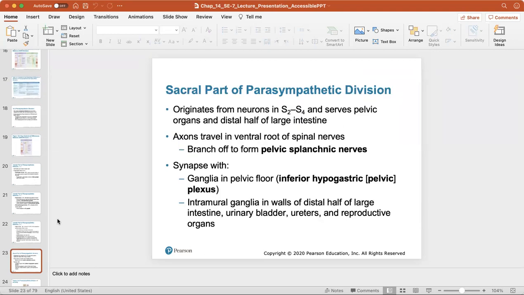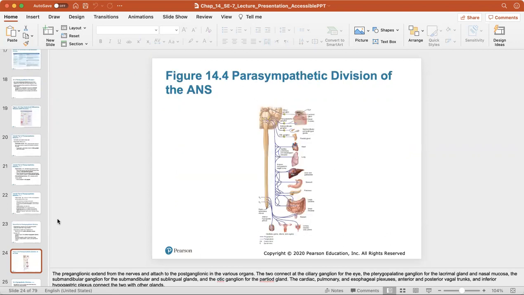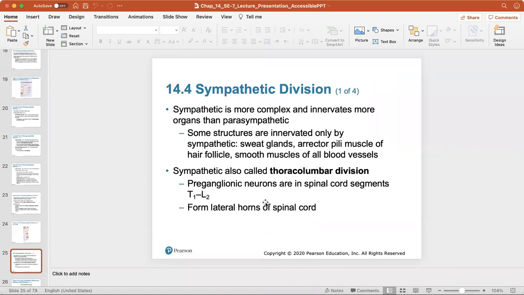More about the parasympathetic division, where some of the nerves begin in terms of the sacral region. And that's a look at the parasympathetic division and where the nervous system fibers originate. Again, it's called the craniosacral division because the nerves will begin in the cranial or head region and then the sacral region. The sympathetic division then is a little more complex and innervates more organs.